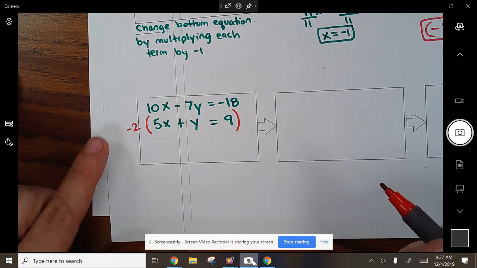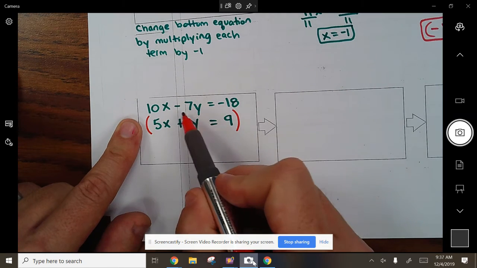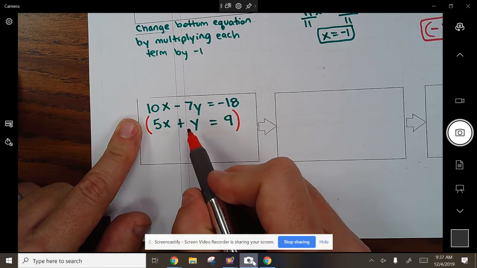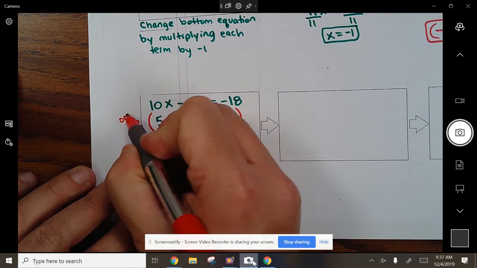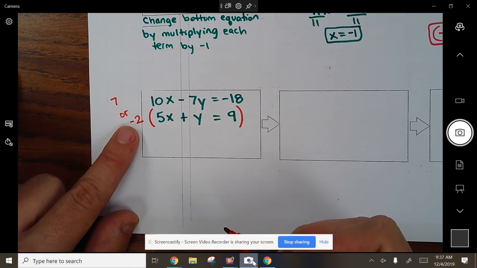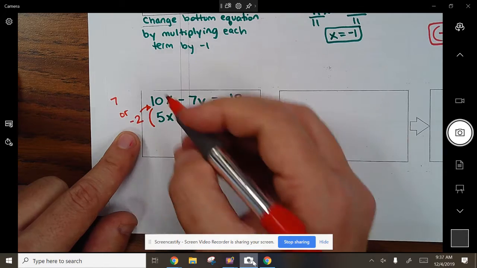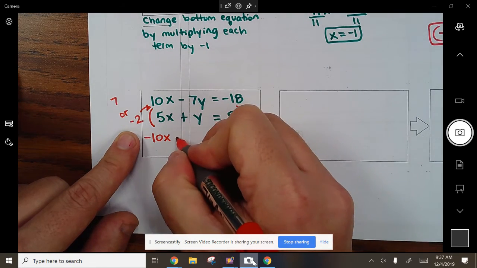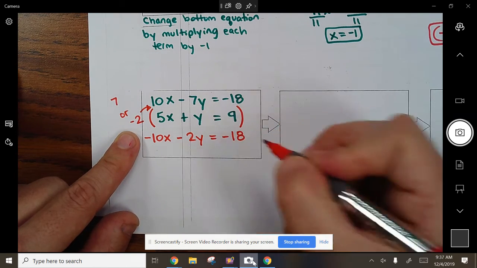Now, what if 2 didn't jump out at me right away? What if I was looking at the y's? I see -7. What's the opposite of -7? I could have chosen to multiply this by +7. But right now, we're choosing the -2, okay? So -2 times 5x is -10x. -2 times y is going to be -2y. -2 times 9 is going to be -18, okay?